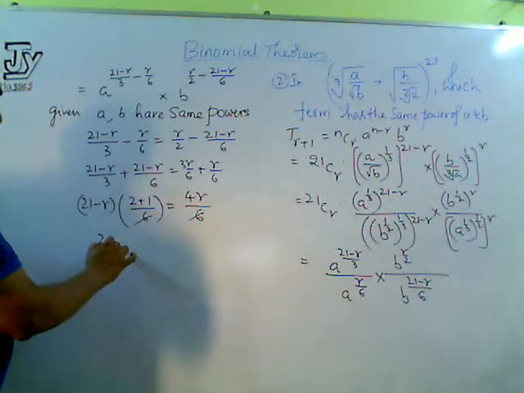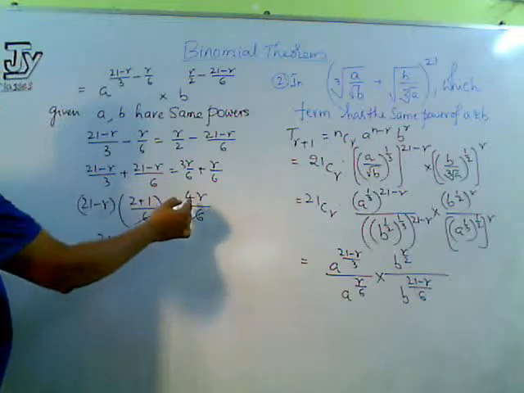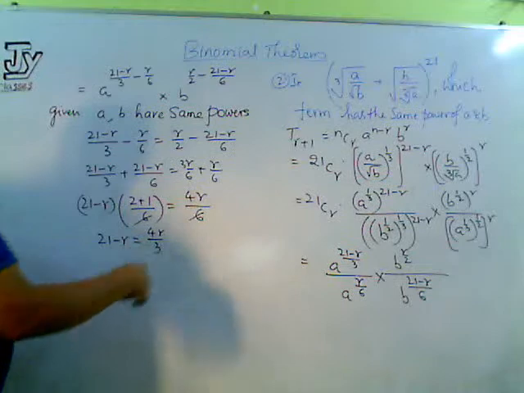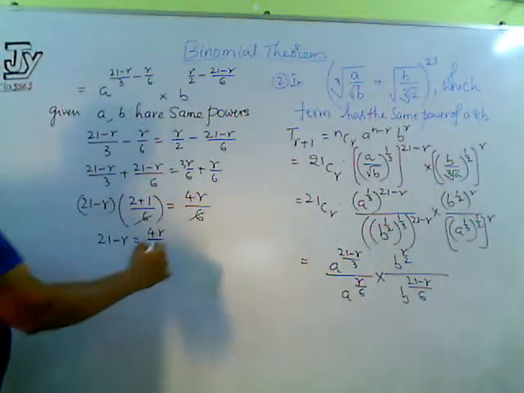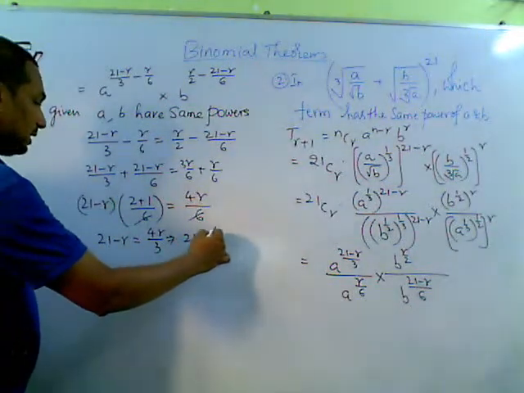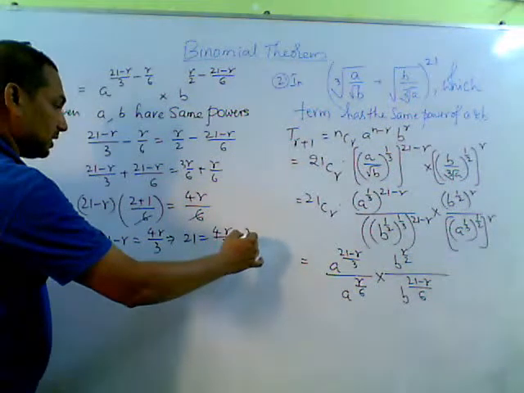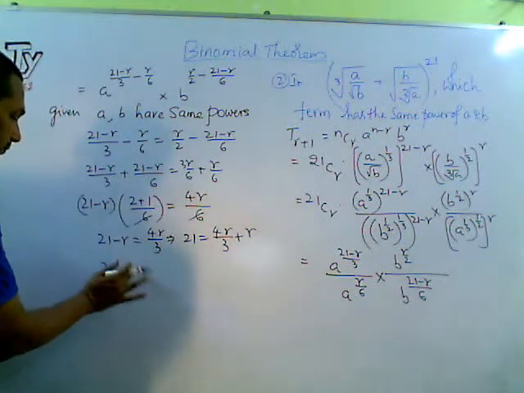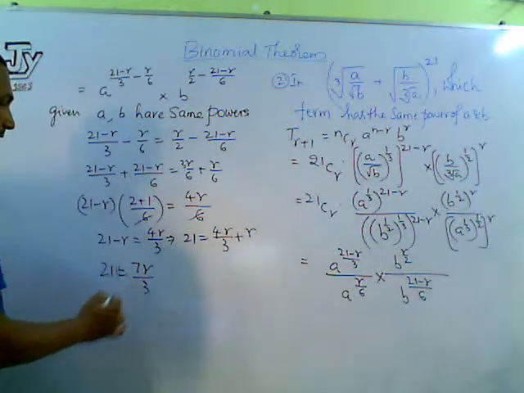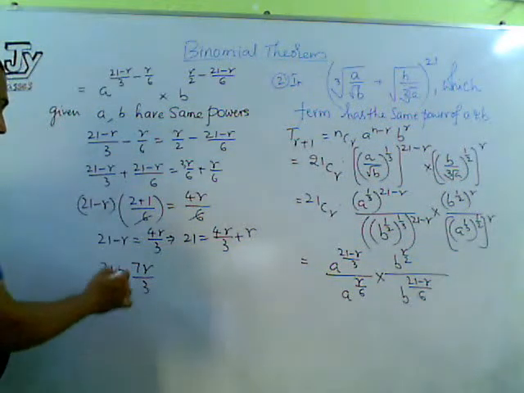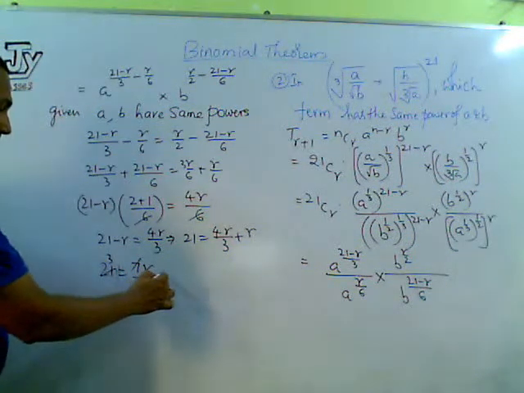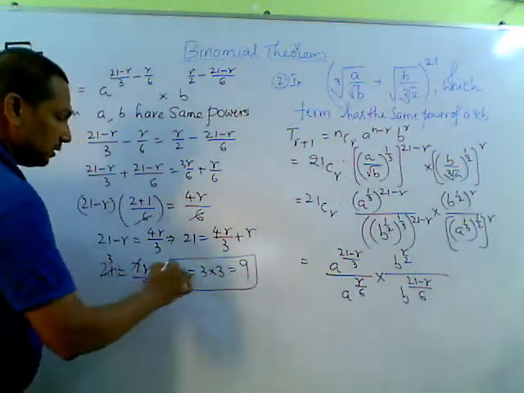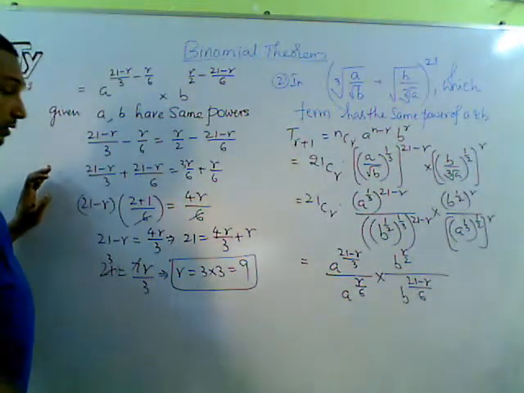Okay, so (21 minus r) is equal to 4r by 3, and taking the r to that side, r by 3. That implies 21 is equal to 4r by 3 plus r by 3, so 21 is equal to 7r by 3. 7 ones are 7, 7 threes are 21, so r is equal to 9. So what is the r value? 9.